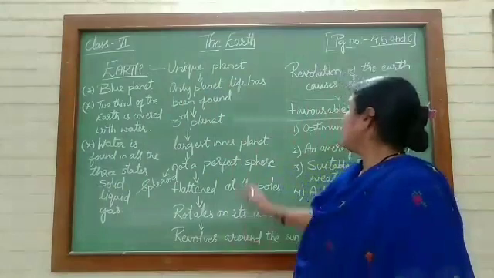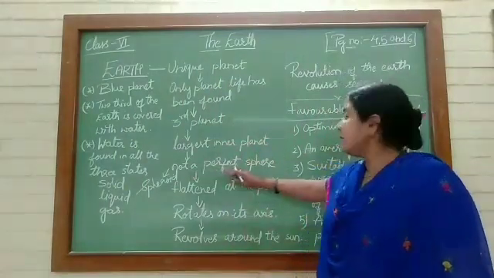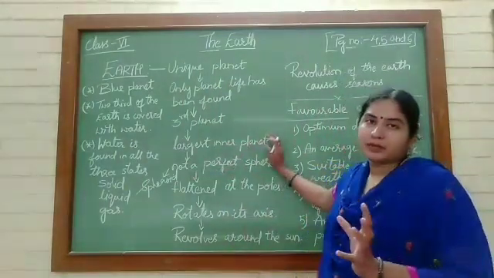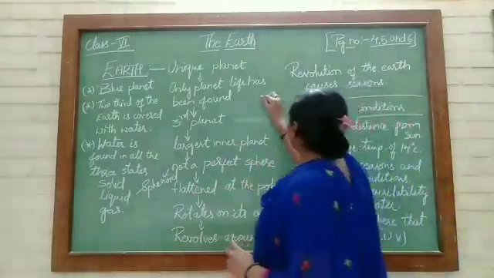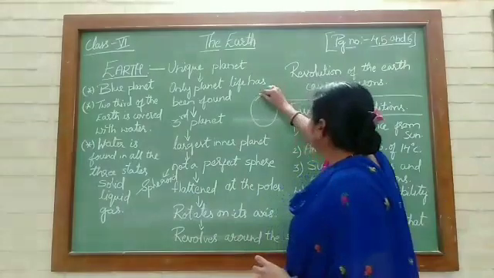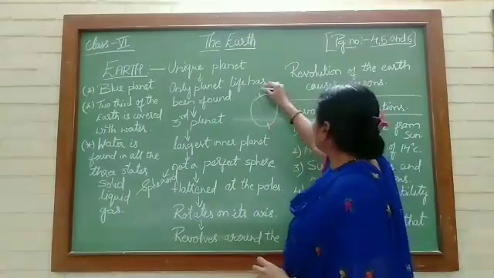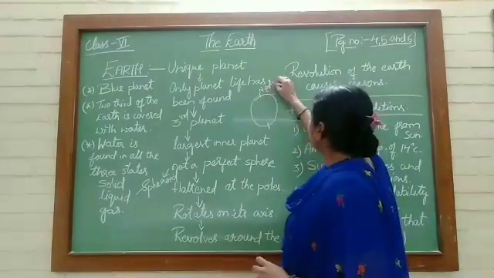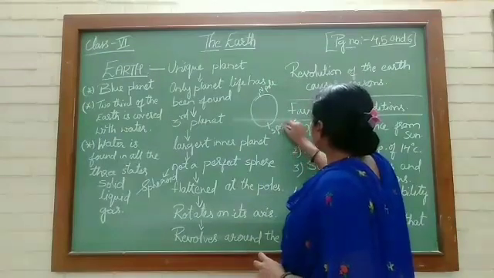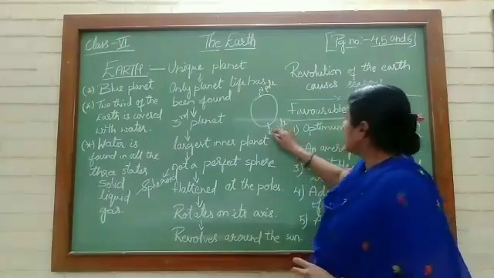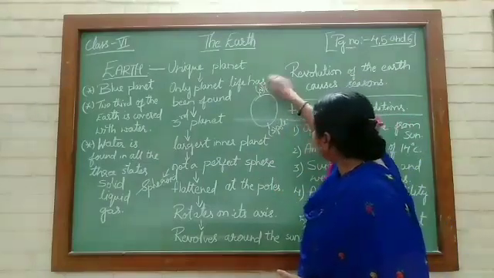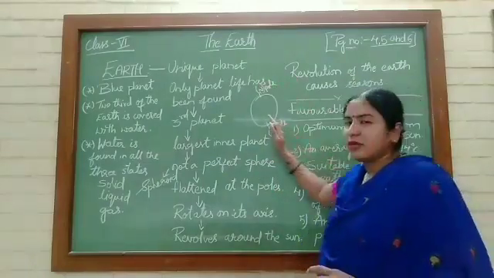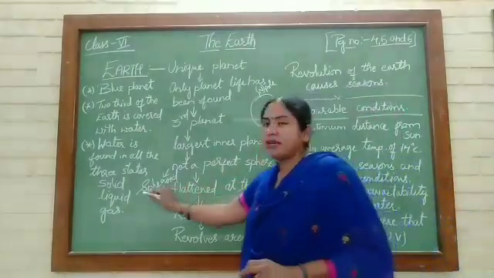Now see here, earth is not a perfect sphere because it is flattened at the poles. Poles means, you know that this is the earth. Imagine here is the north pole, here is the south pole. So earth is not a perfect sphere. It is flattened towards the poles. That's why it is called a spheroid.